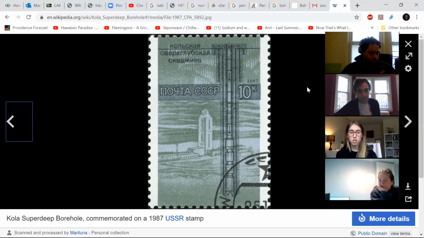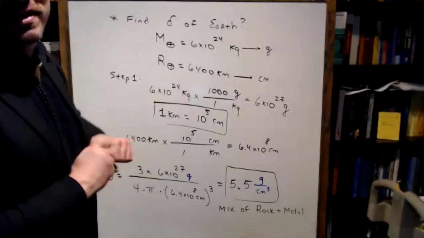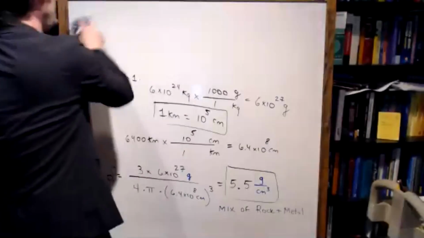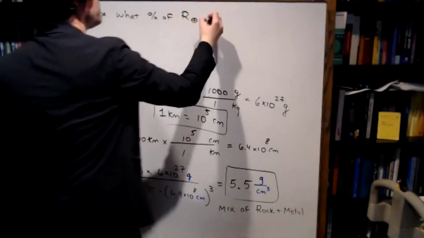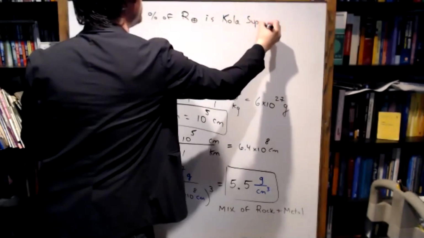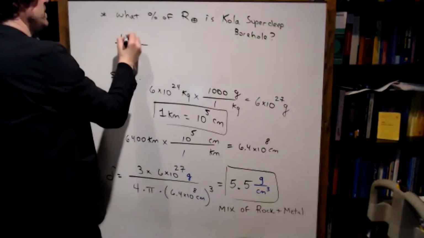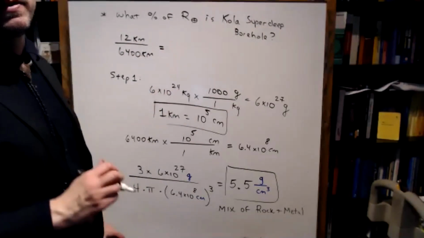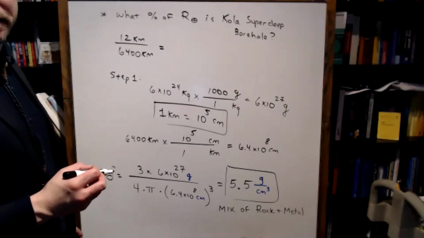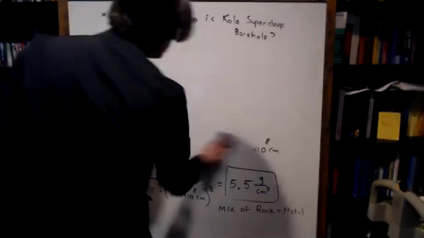And yet, Lucas, there's another point to my question. Let's think about what percentage of Earth's radius this comprises. The Earth's radius is 6,400 kilometers. So if we were to ask what percentage of the radius of Earth is the so-called Kola Super Deep Borehole, the answer you would get is 12 kilometers over 6,400 kilometers. What's the answer to that question? Two times 10 to the minus 3.